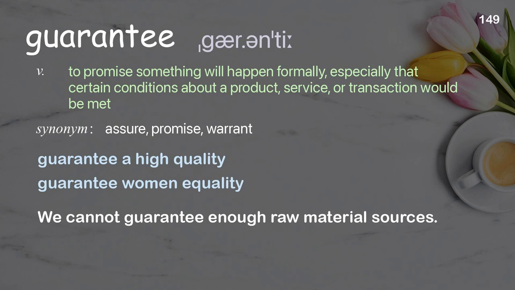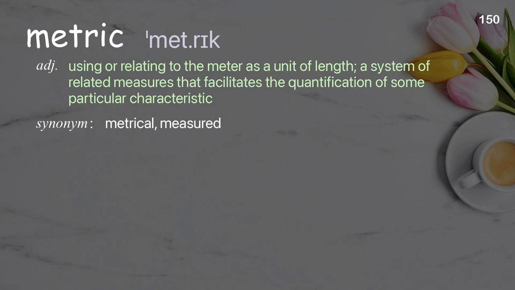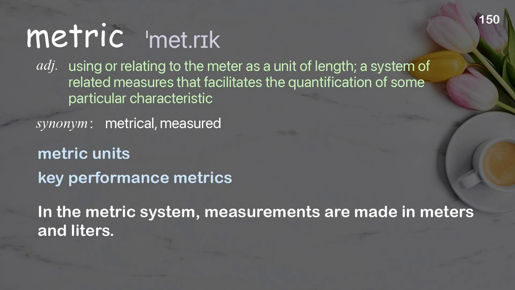Metric. Using or relating to the meter as a unit of length, a system of related measures that facilitates the quantification of some particular characteristic. Examples: metric units, key performance metrics. In the metric system, measurements are made in meters and liters.